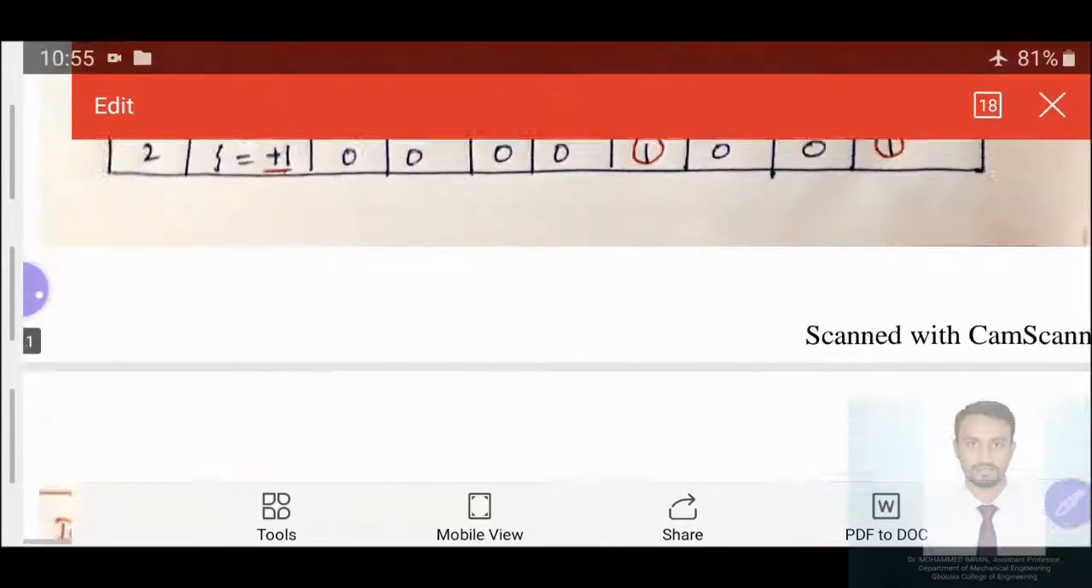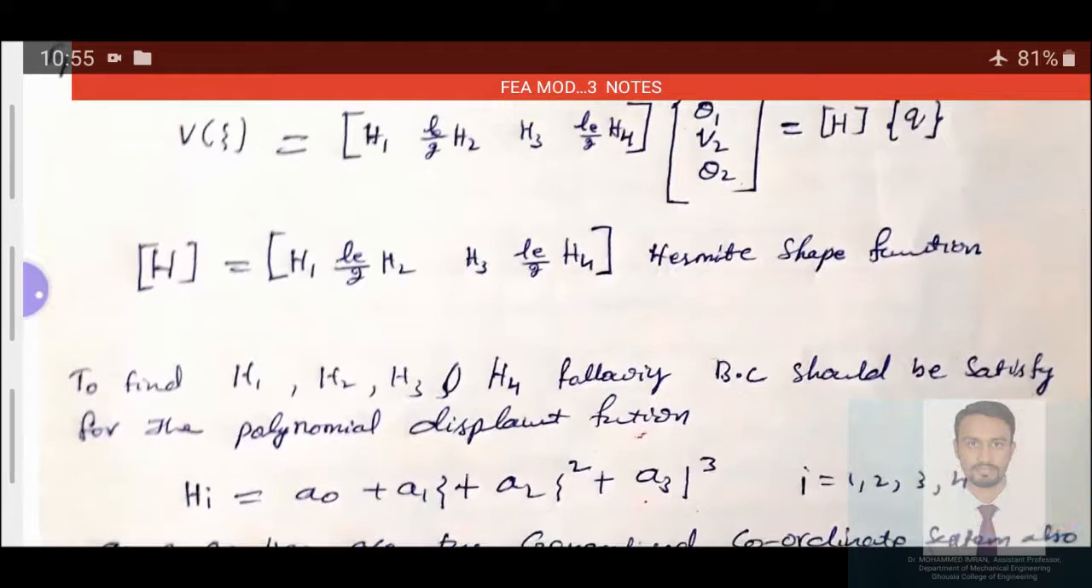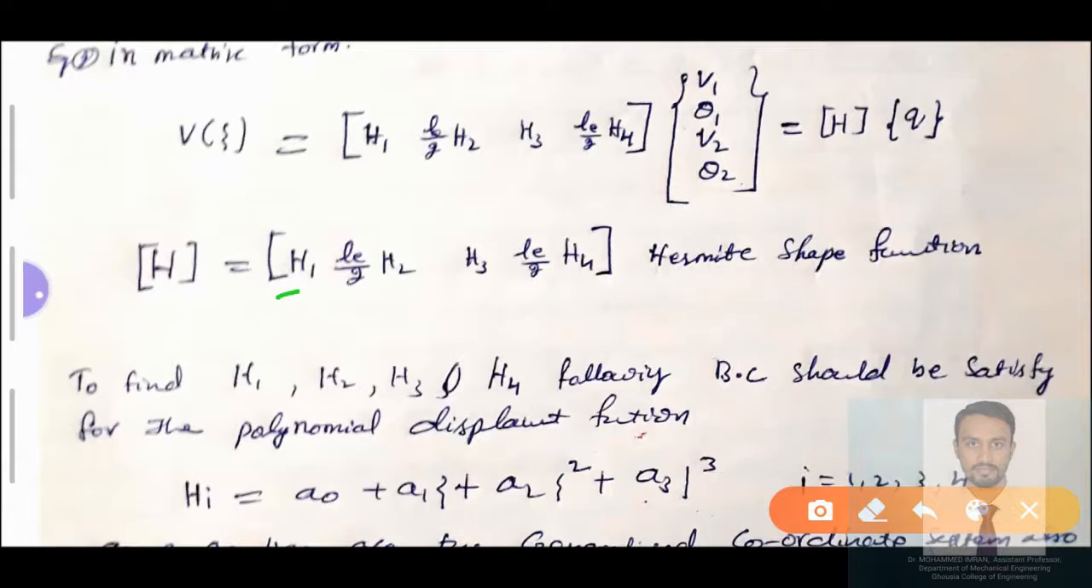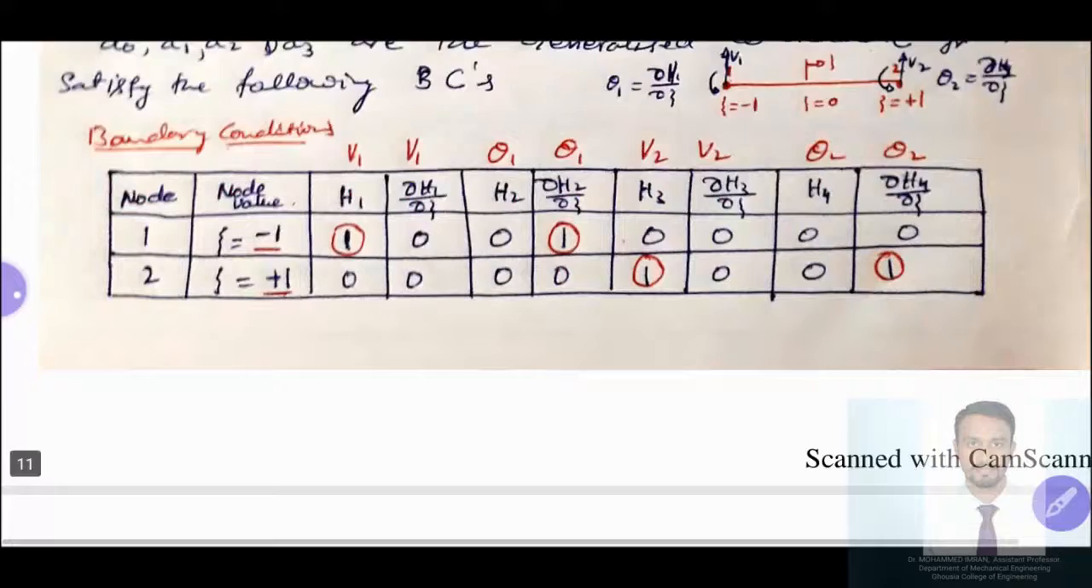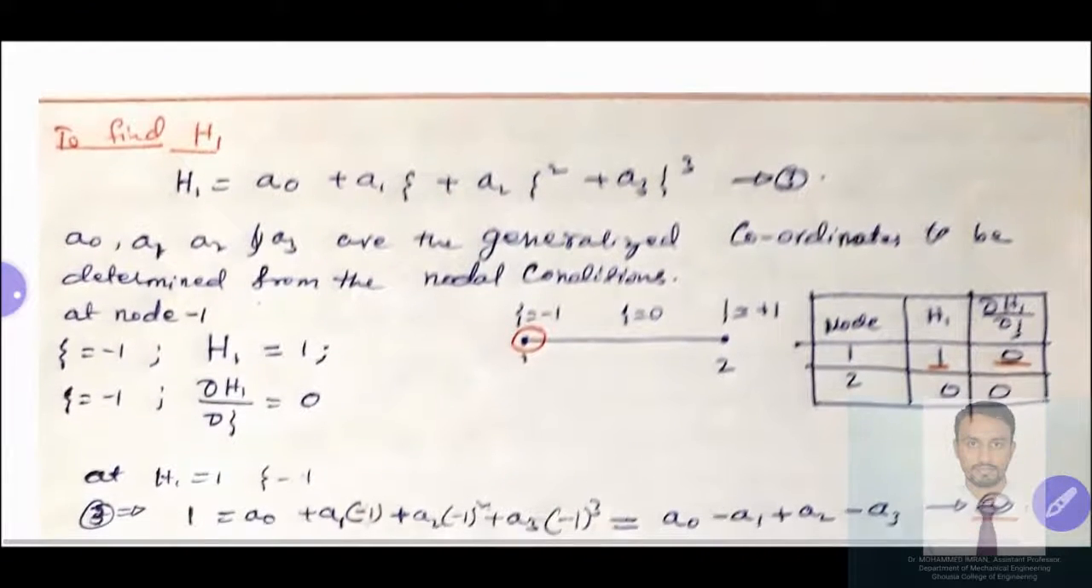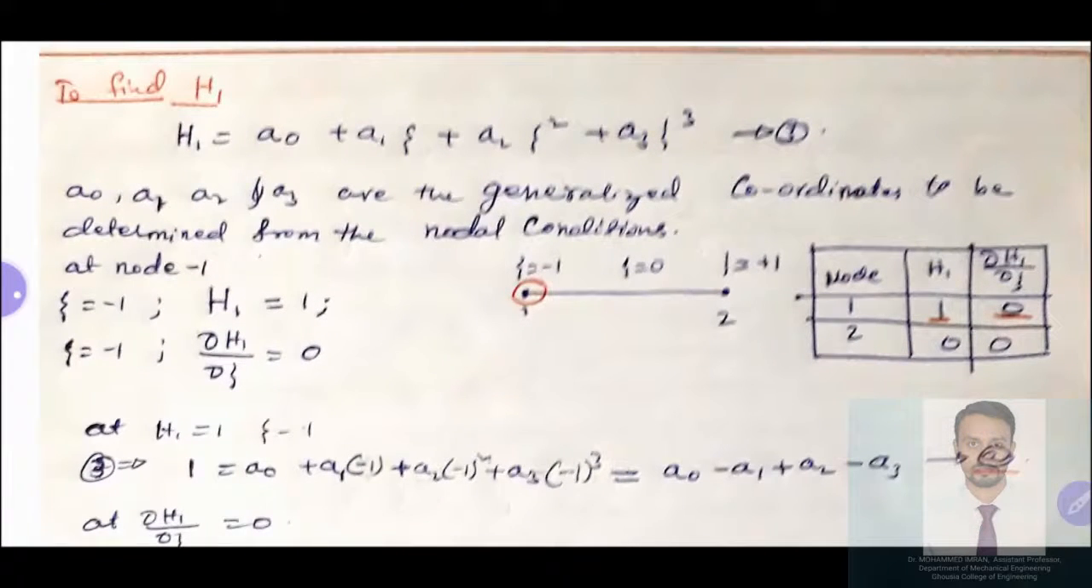Now what do we have to find here? We need to find the Hermite shape functions h1, h2, h3, h4. So we need to get these values. Then only can we say that this is the Hermite shape function for a beam element. So when we get this matrix, we have the complete characteristics of the beam element with respect to the Hermite shape function.